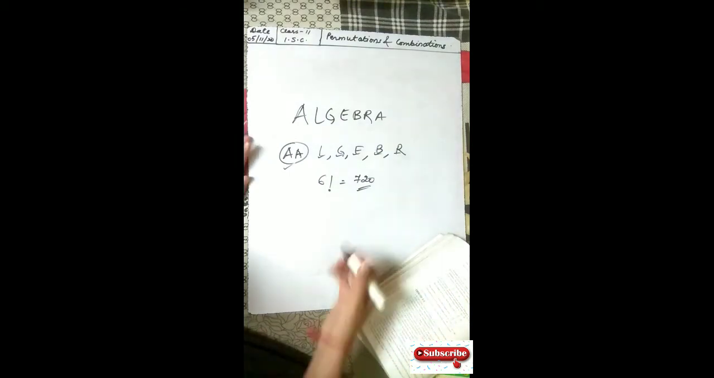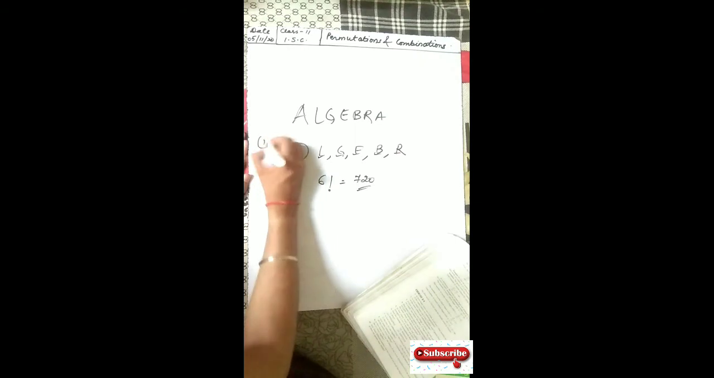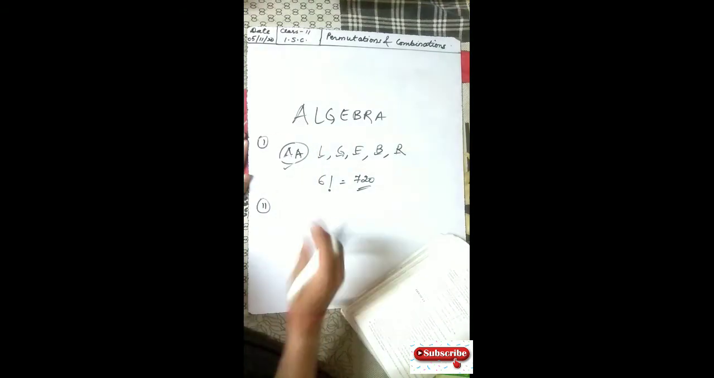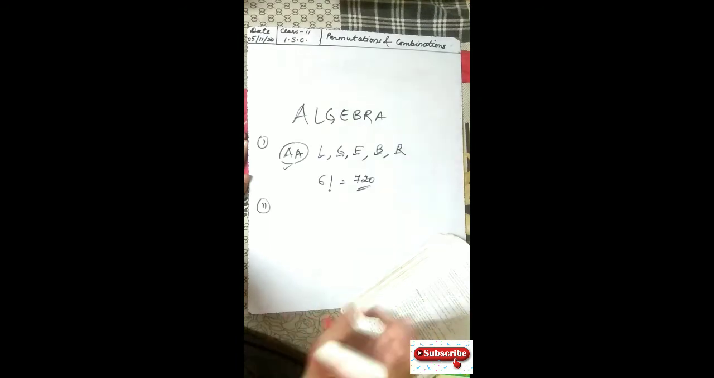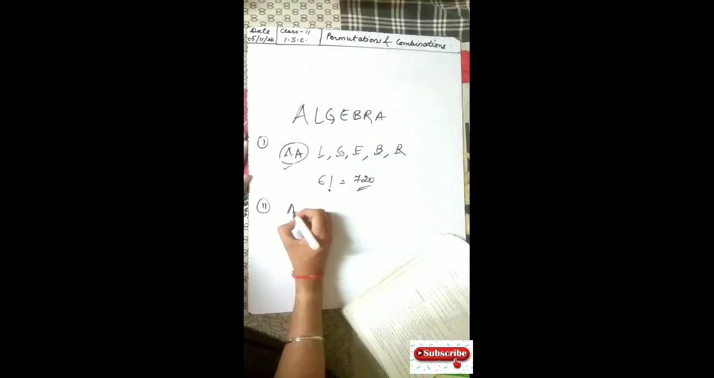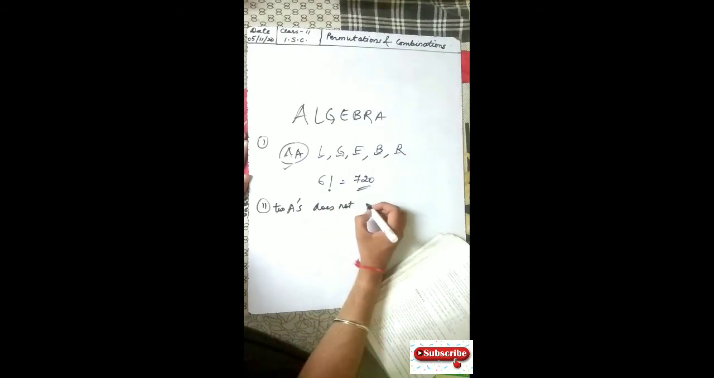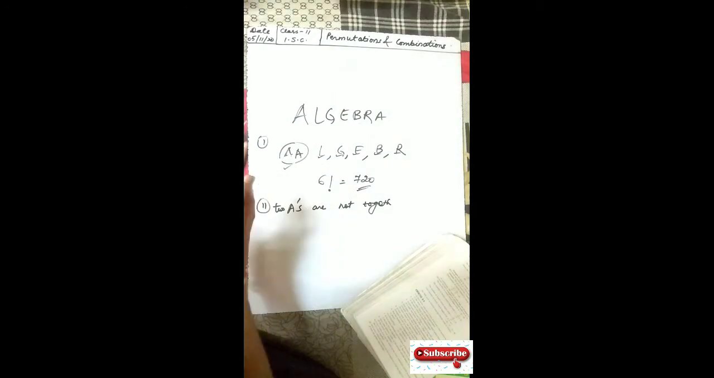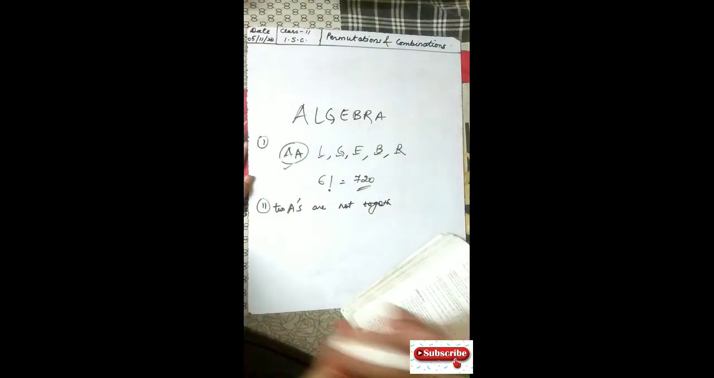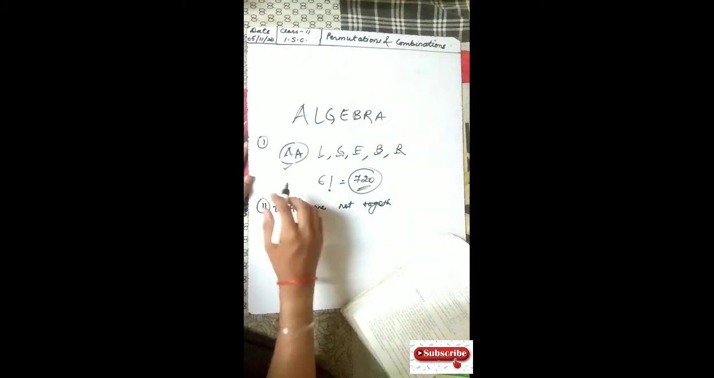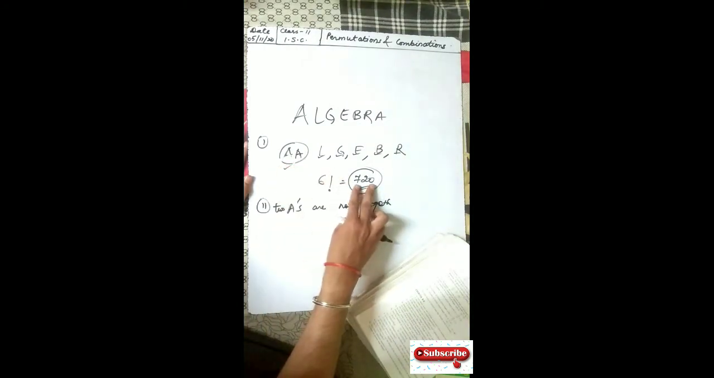Now, when 2 A's are not together, in this whole chapter, one thing you should always remember: whenever you are asked for the case where something does not occur, first you find the total ways and subtract the ways in which it does happen. As we have already calculated the 2 A's together, that is 720.